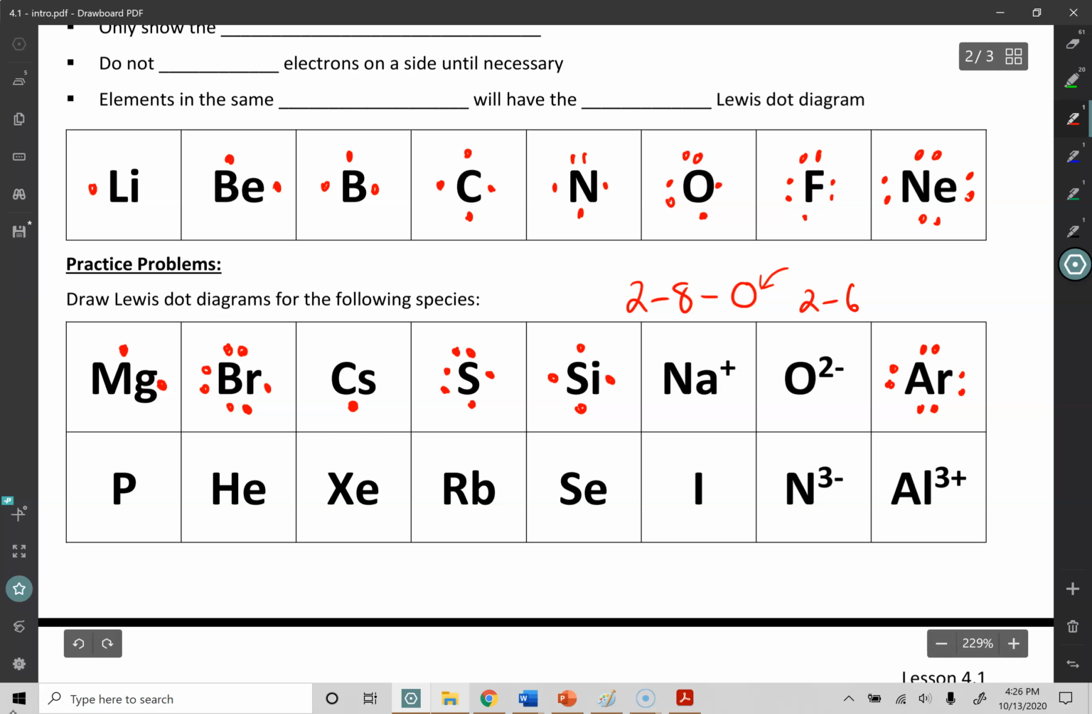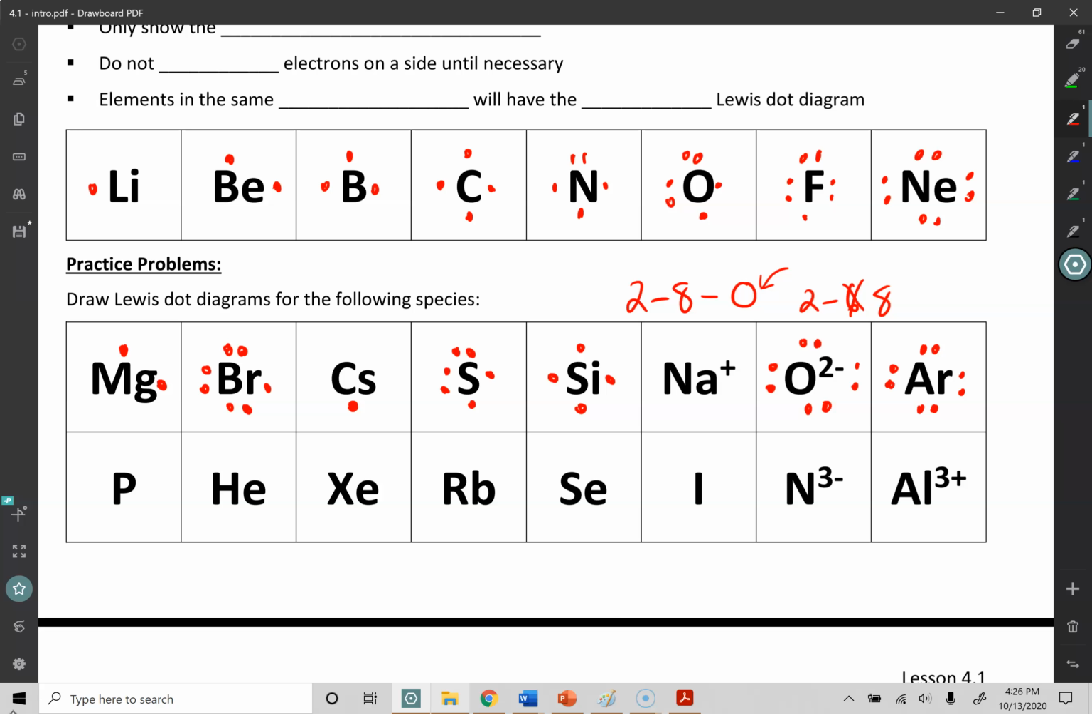Oxygen has an electron configuration of 2-6. It's the oxide ion with a charge of -2, so that must become 2-8. Its valence shell now has 8 electrons in it, so we fill it up. And it'll work out that all of your cations are going to have an empty valence shell, and all of your anions will complete their octet so they look like the nearest noble gas.